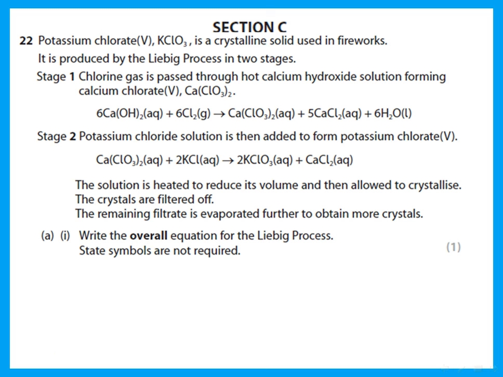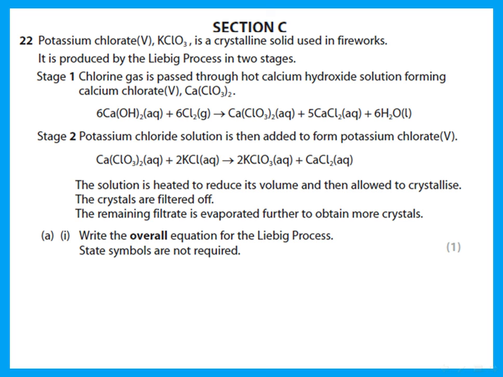Okay, section C. The question says potassium chlorate is a crystalline solid used in fireworks. It is produced by this process. Stage 1 says chlorine gas is passed through hot calcium hydroxide solution. It forms the calcium chlorate. Stage 2, he reacted potassium chloride with that solution to form potassium chlorate.